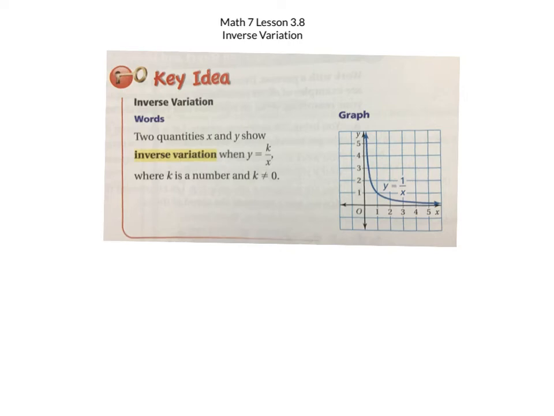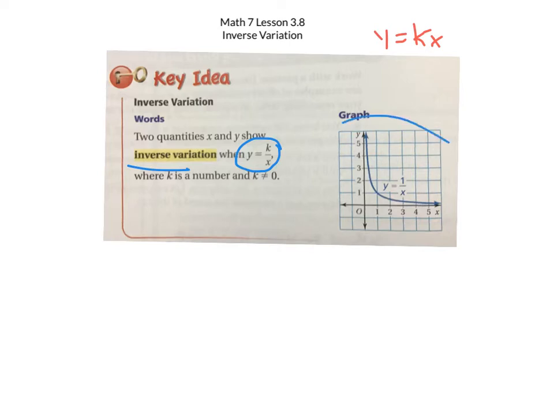All right, you've already learned about direct variation. Do you guys remember what the formula was for direct variation? Y equals kx. Yes, this is direct. So you're learning inverse variation. You'll see that the formula is just rearranged a little bit. Okay, so this is the major thing you need to recognize.